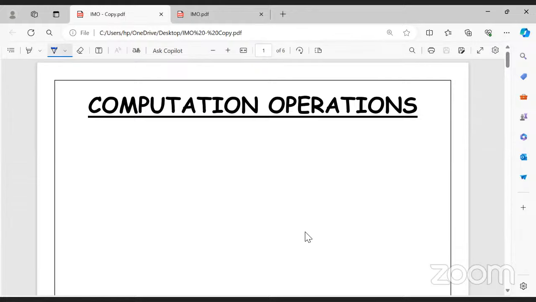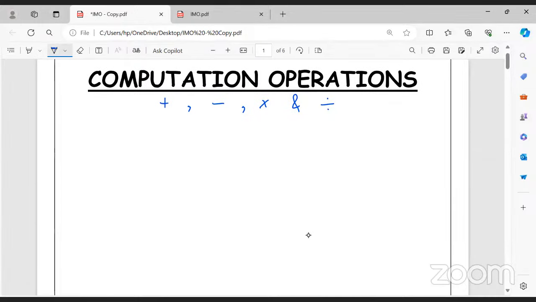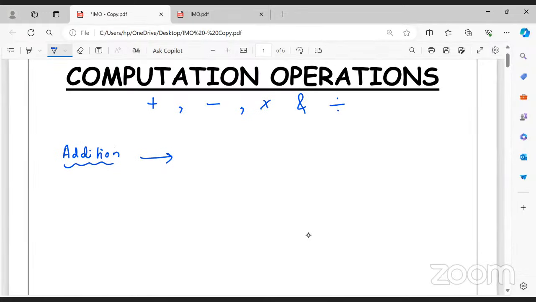The four fundamental operations in mathematics are addition, subtraction, multiplication, and division. Yes, very good. Great, superb. Now, if I go with addition, the answer obtained in addition is called what? The answer that you get after adding the numbers is called the sum.